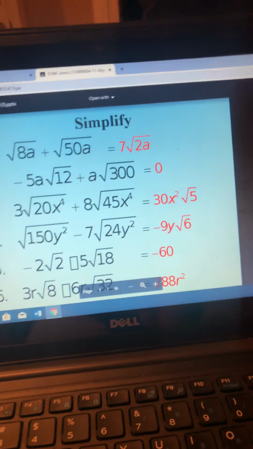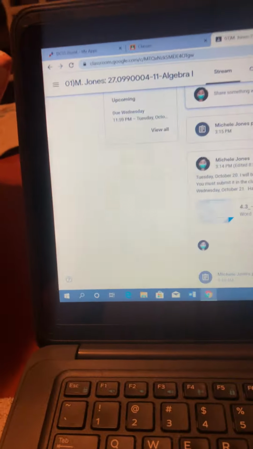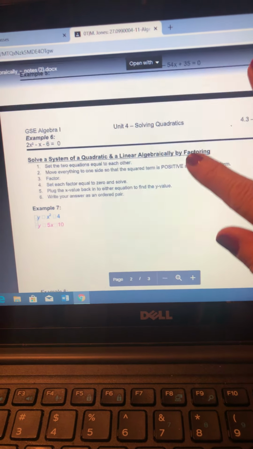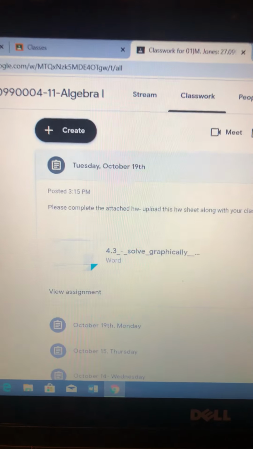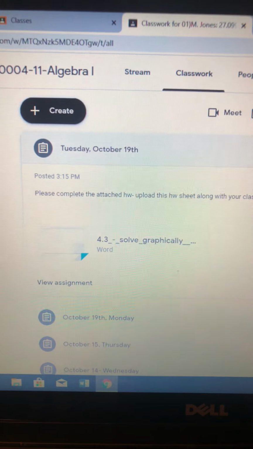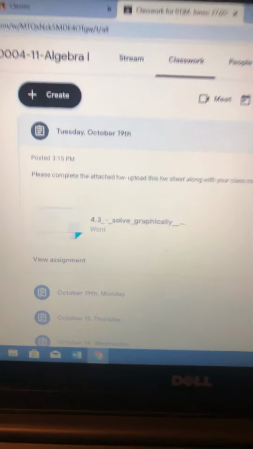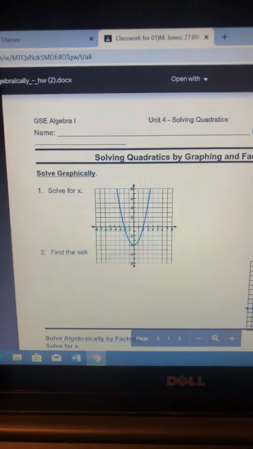Okay, so here, these are the examples that we worked in class on this worksheet. So let me see if I put your homework in yet. Yes, there's your homework for tonight. It's underneath classwork, and I put Tuesday, October 19th. I need to change that to the 20th. But tonight for homework, I want you to do this worksheet.